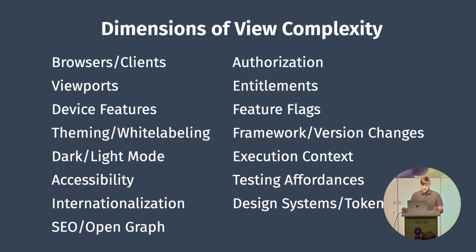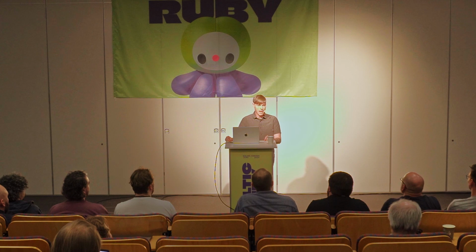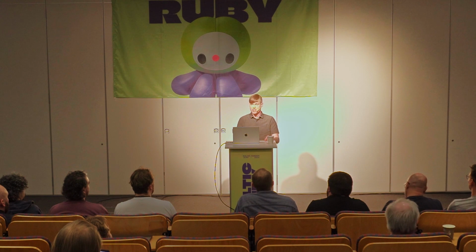A couple others: execution context. This one has come up recently for me, thinking in terms of rendering views and whether they're being rendered in the context of a request response cycle or in a background job. If you're running in a background job, you don't have access to things like the current user.